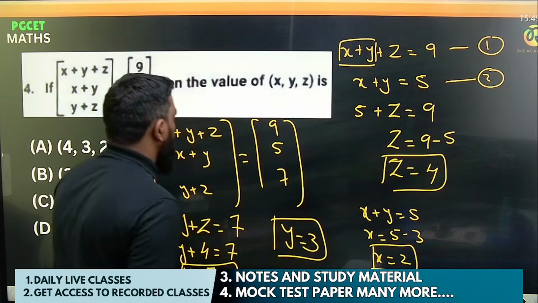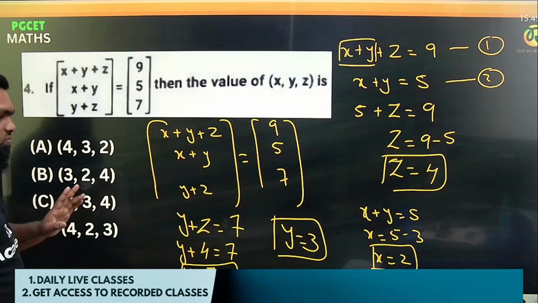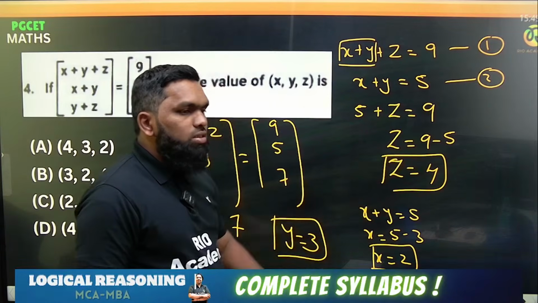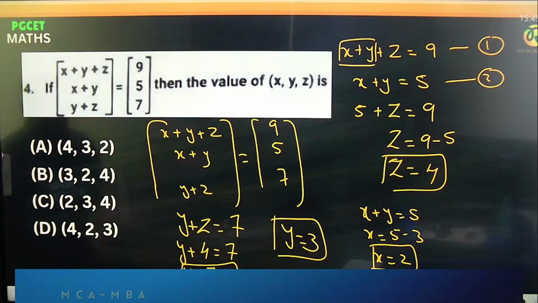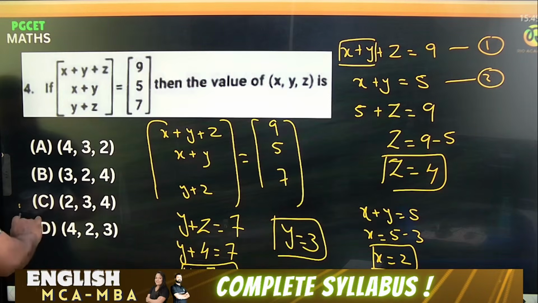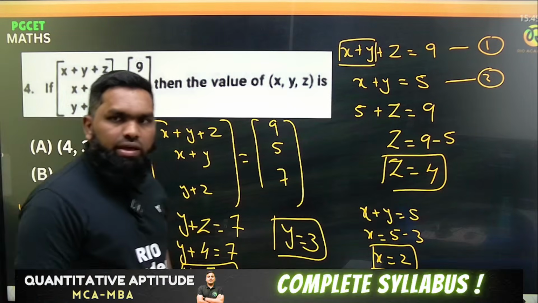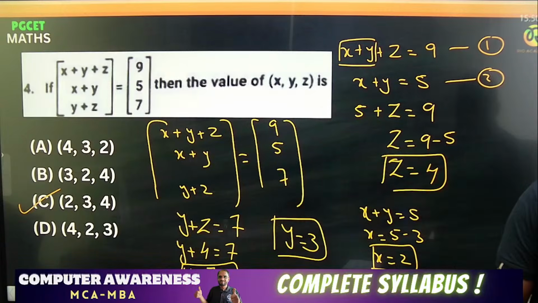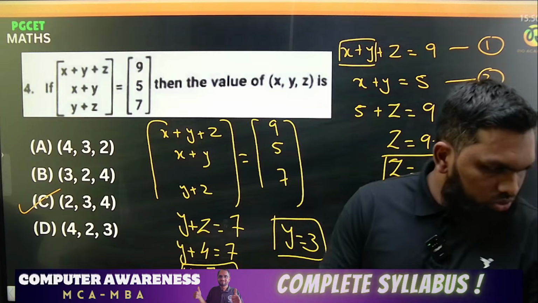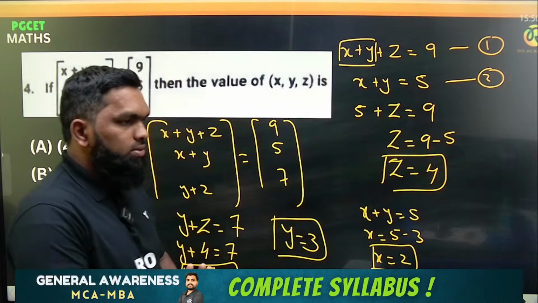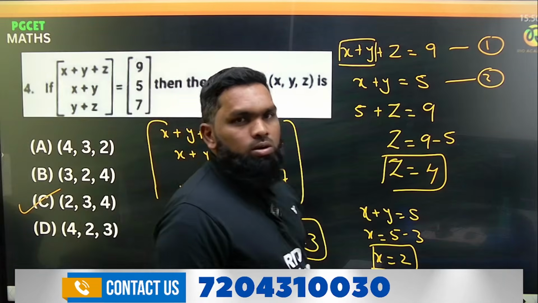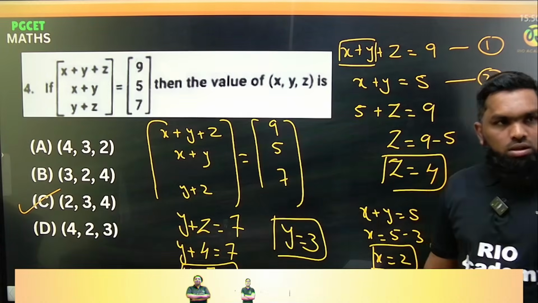Now observe these values: x value is 2, y value is 3 and z value is 4. Now, which option is correct? Option C is the correct answer. Yes, very good. 2, 3, 4.